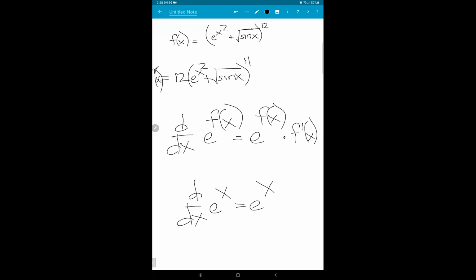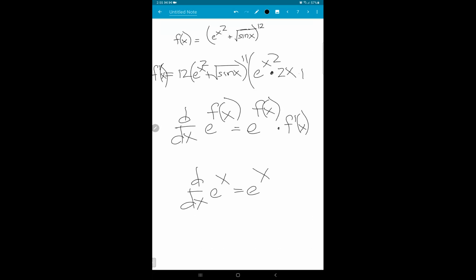So in addition to e to the x squared, because we are differentiating the first term, you differentiate x squared, and you know that would be 2x. Hope you're following. Plus the derivative of the second term. Anyone can help me find the derivative of square root of sine x? How do we get that?